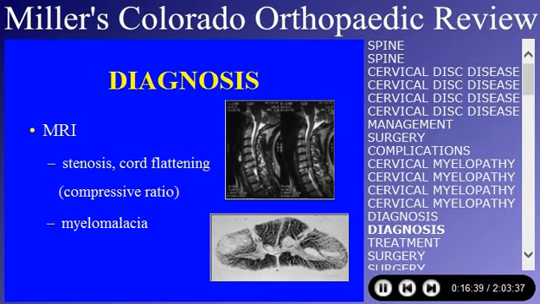The number to remember, I doubt you'd be asked this, but is 0.4. The AP diameter should be more than 40% of the transverse side to side diameter. If it's less than that, then that's a compressive ratio that is an ominous sign.